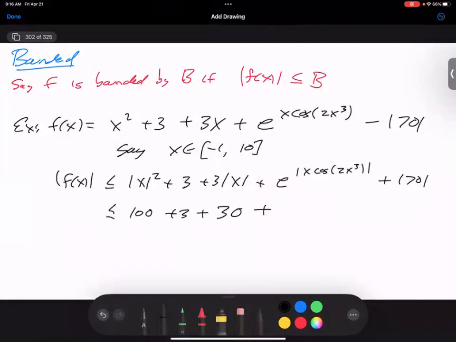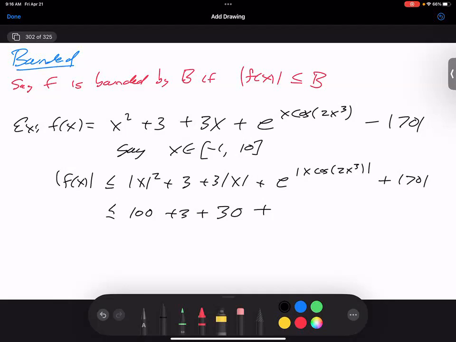What about e to the absolute value of x cosine 2x cubed? x goes from -1 to 10. What's the largest that could be? Or give me something that you know is larger than that. Okay, but infinity is too much larger. It works, but I want a finite number. How large could this exponent be? You don't have to give me the best result. I'm sorry? 10. Why 10?